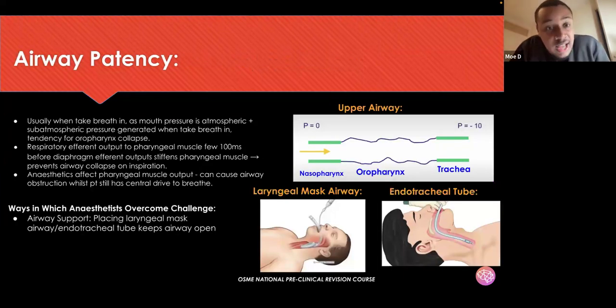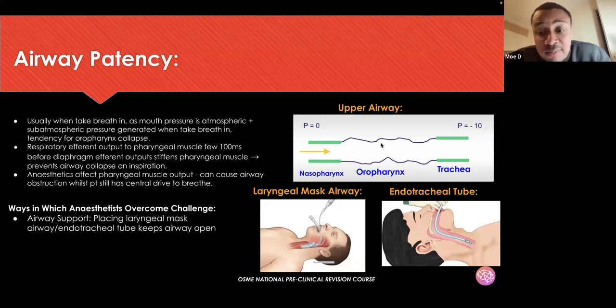And now finally, I'm looking at airway patency. Usually when we take a breath in, we're generating subatmospheric pressure in order to draw air into our lungs, and because the mouth is going to be atmospheric, what happens is that this pressure gradient causes the oropharynx to want to collapse in on itself. So this doesn't happen in the nasopharynx and the trachea, because the nasopharynx is supported by bone and the trachea is supported by cartilage. But this bit wants to collapse on itself every time we take a deep breath in.